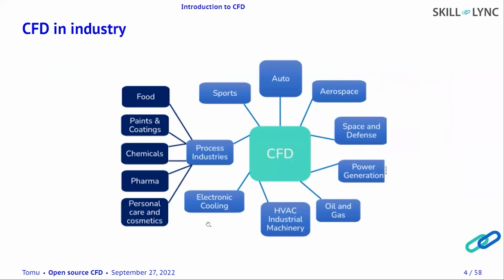In the case of electronic cooling, I can give an example of a processor. If you have a chip inside your computer, it will be heated. Sometimes the performance of the chip is restricted so that it won't generate more heat. How much heat it is going to generate, we can use CFD to predict. Similarly, in aerospace, in process industries, in pharmaceutical industries, everywhere CFD is used.